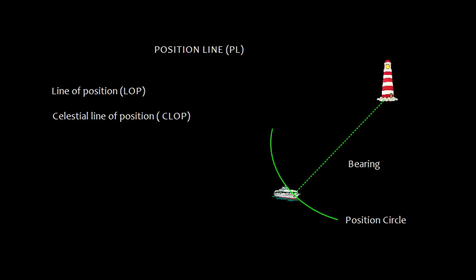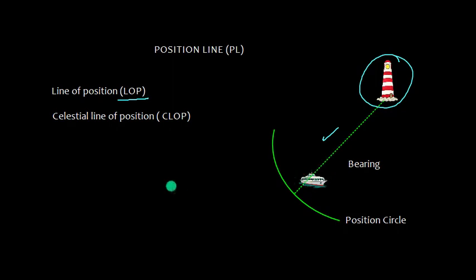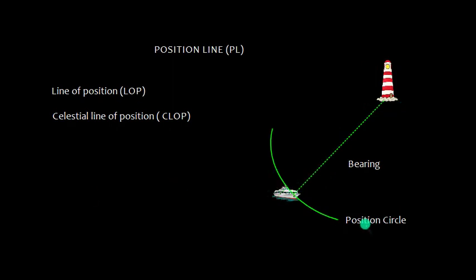Now, coming back to another term which is called position line. The position line is abbreviated as PL or line of position. Suppose this is a lighthouse here. You can take the position of the ship with the bearing. If this is the bearing, then the position of the ship is going to be somewhere on this bearing line. Now, if you know the range, then the ship will be somewhere on this position circle, on this arc. This arc is called position circle.